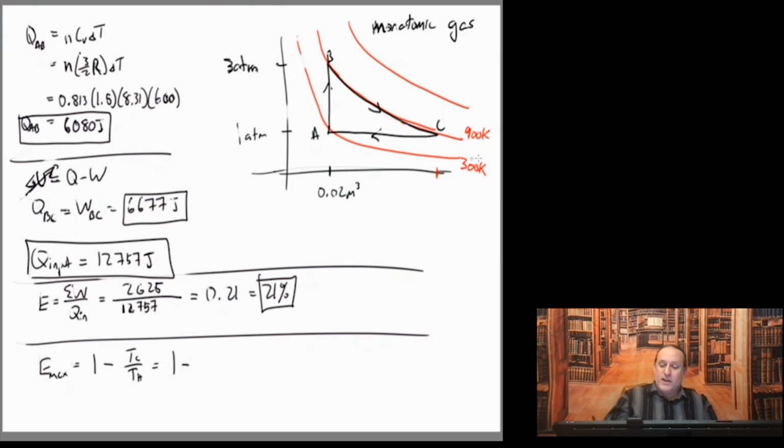The Tc, the coldest temperature, is my 300 Kelvin. And the hottest temperature is that 900 Kelvin. So that's 300 over 900, that's 1/3. 1 minus 1/3 is 2/3. So we could say that's about 67% efficiency. That's the best we could get between these two temperatures. 66 or 67% efficient. So this particular cycle is roughly 1/3 as efficient as the theoretical maximum. So still not too good.